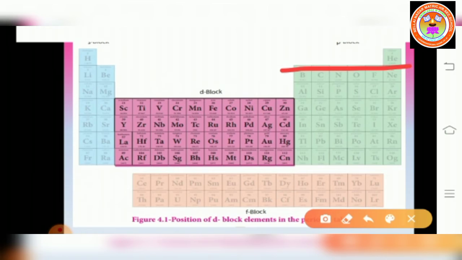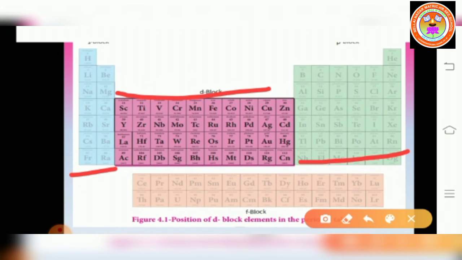Next, we move on to D block elements. It includes group 3 to group 12 elements. They are found in the center of the periodic table. Their properties are intermediate to those of S block and P block elements, and so they are called transition elements.